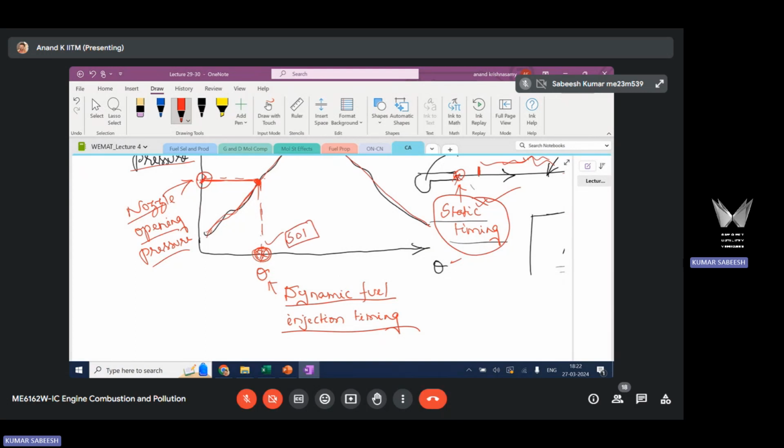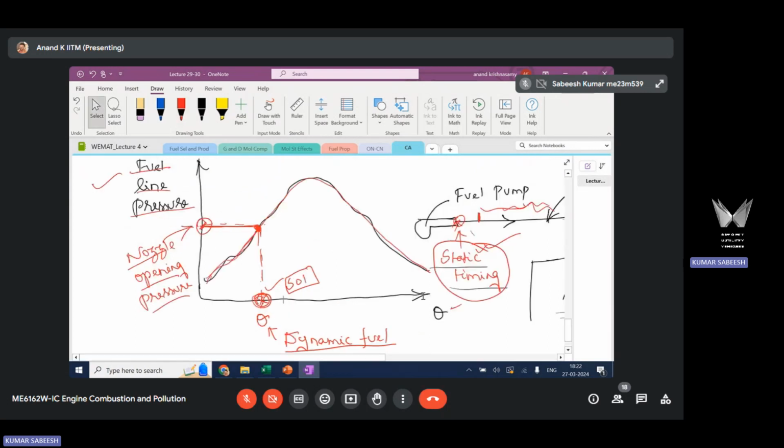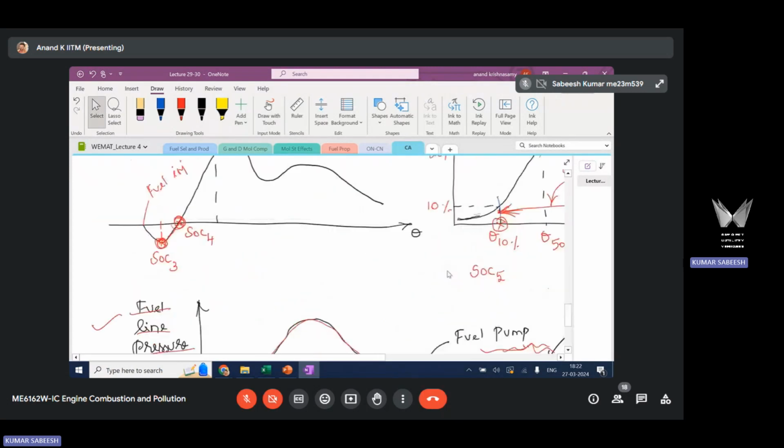For an electronic system, the SOI timing is nothing but the solenoid energizing time. Of course, there is a small time lag, based on the electronic system that you use. So you know precisely the start of injection for an electronic system. For a mechanical system, you have to record line pressure, draw the line pressure versus crank angle plot, track when the nozzle opening pressure is happening, and take that associated crank angle as the dynamic timing.